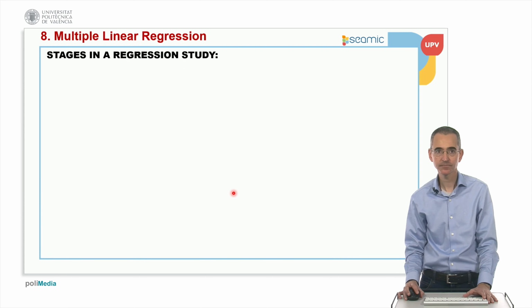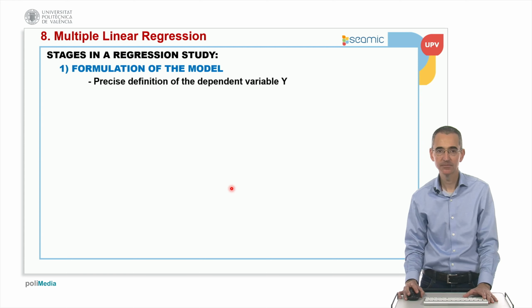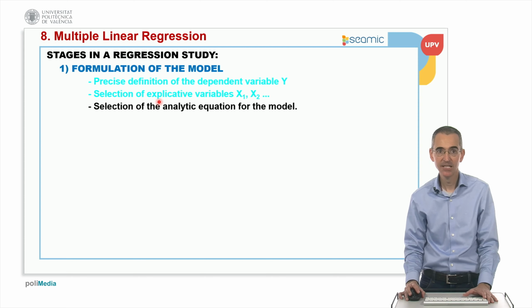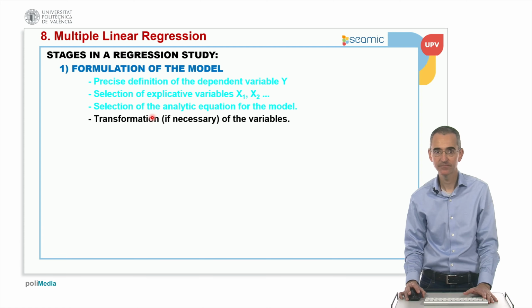Stages in a regression study. First we have to formulate the model. We have to provide a precise definition of the dependent variable. Then we have to select the explicative variables that we can measure or for which we have information. Then a selection of the analytic equation for the model. Good. Then if some of the variables present strong skewness, maybe it can be necessary to apply transformations.